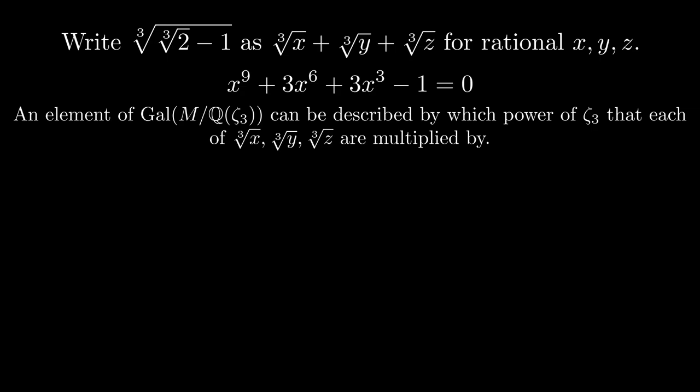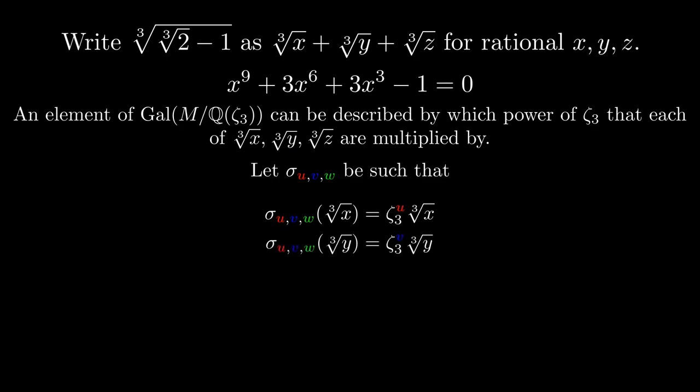The Galois groups being multiplication by some power of zeta 3, everything is determined by which power of zeta 3 it multiplies each of the cube roots by. So we can write down the Galois elements sigma sub u v w, where sigma multiplies root x by zeta to the u, multiplies root y by zeta to the v, and multiplies root z by zeta to the w. Of course, not all of these need to be actual Galois elements. There might be some interconnectedness between x, y, and z, but every Galois element that fixes zeta 3 is exactly one of these. And we care because we'll show that they all commute.